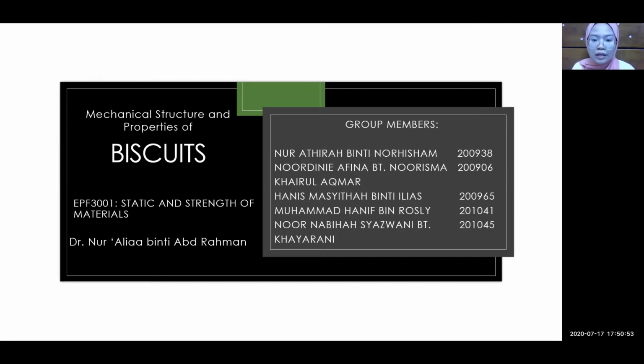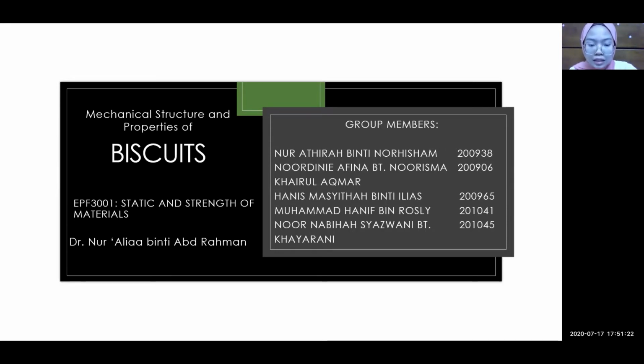So before I start, I'm going to give the introduction of this project. The aim of this study is to analyze the mechanical structure and properties and their effect upon the properties of food with various measurement methods. So these biscuits are evaluated for their hardness and textural properties.